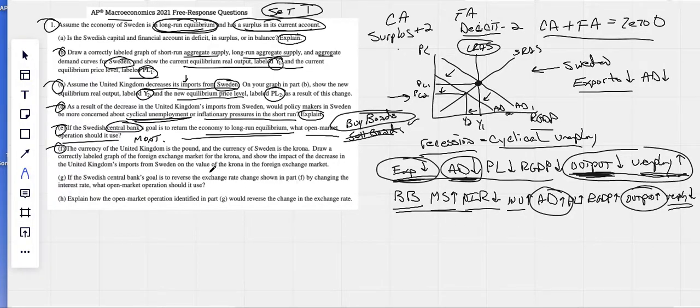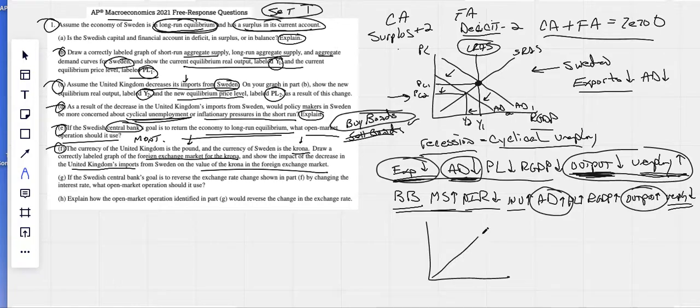The currency of the United Kingdom is the pound. The currency of Sweden is the krona. Fitting. Draw a correctly labeled graph of the foreign exchange market for the krona and show the impact of the decrease in the United Kingdom's imports from Sweden on the value of the krona in the foreign exchange market. Wow, that's a word salad, right? Draw a correctly labeled graph of the foreign exchange market for the krona.